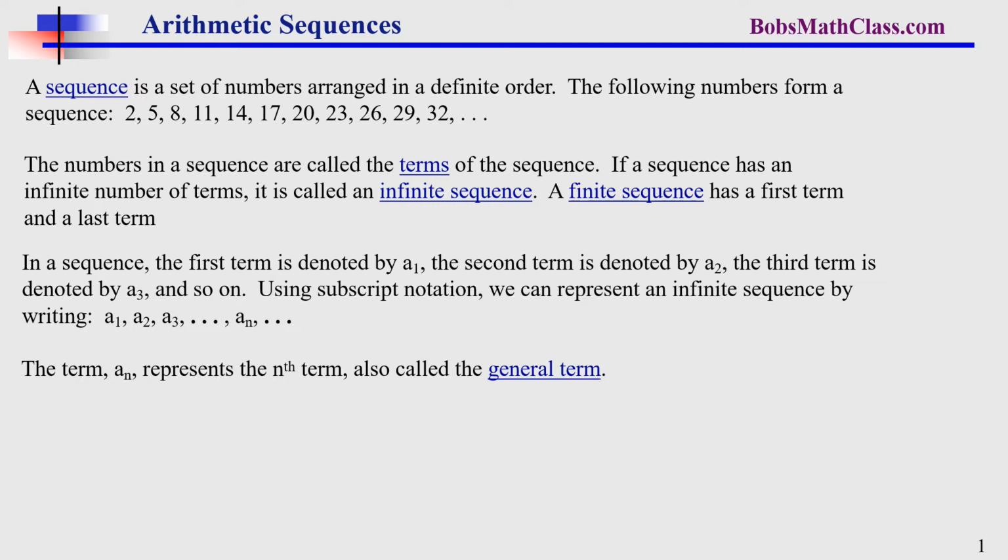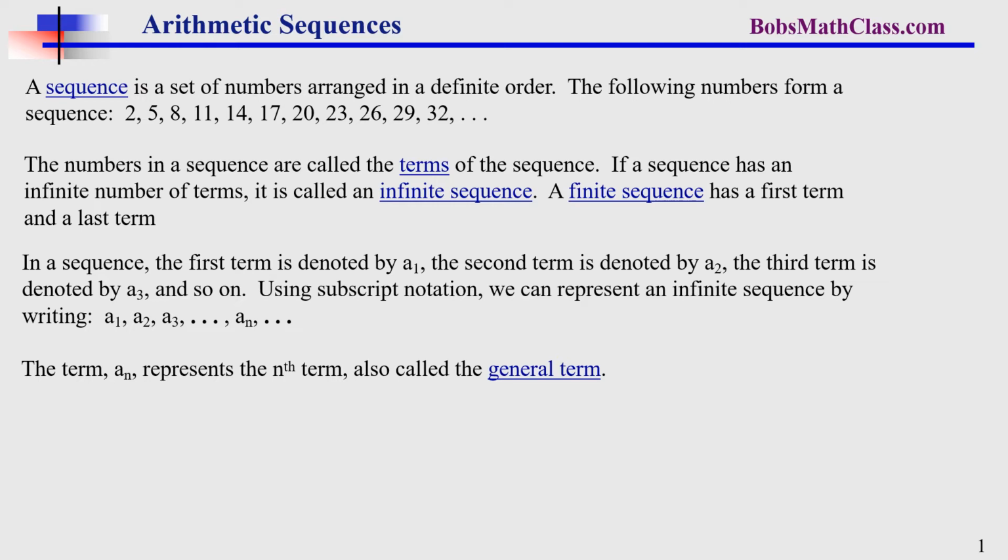Okay, the numbers in a sequence are called the terms of the sequence. If a sequence has an infinite number of terms, it is called an infinite sequence. So if it has that ... at the end, it's called an infinite sequence. That ... is called an ellipsis. A finite sequence has a first term and a last term.